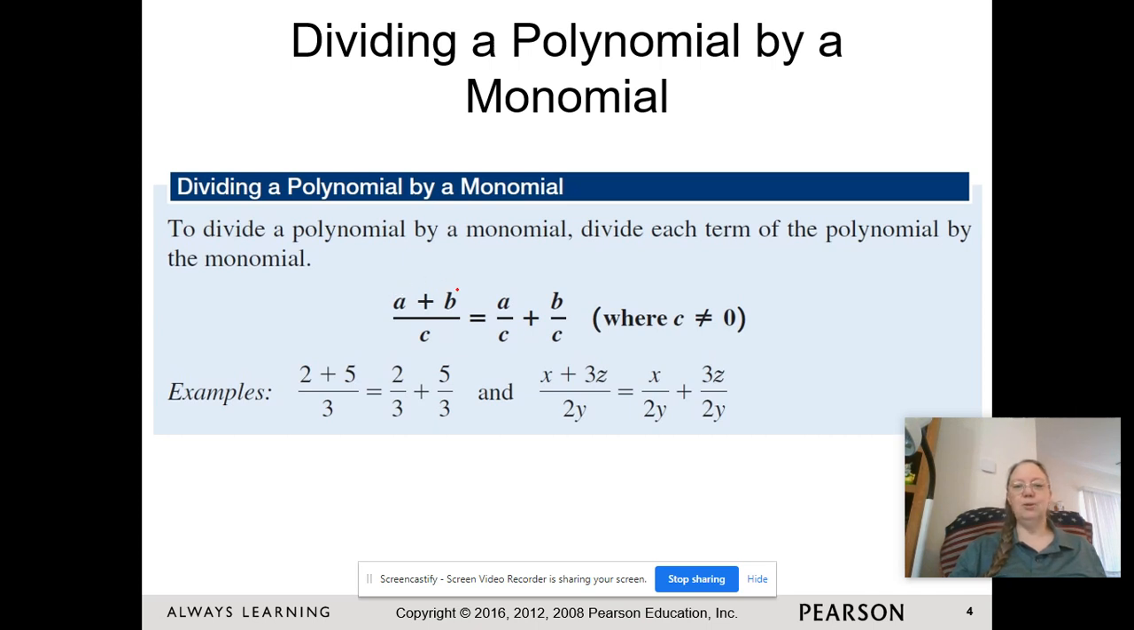If I have a polynomial on the top and a monomial on the bottom, it has to be a monomial, it cannot have 2 terms, 3 terms, 4 terms, whatever. If I want to divide, I'm going to separate it into its own fractions, keeping the denominator the same. So for example, 2 plus 5 over 3 I could write as 2 over 3 plus 5 over 3. If I had x plus 3z over 2y, I could write it as x over 2y plus 3z over 2y. So you're just separating the fractions, making sure you keep the denominator the same.